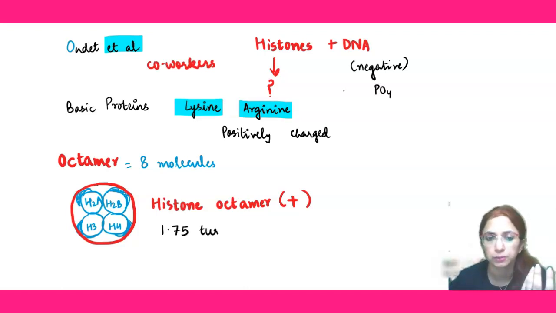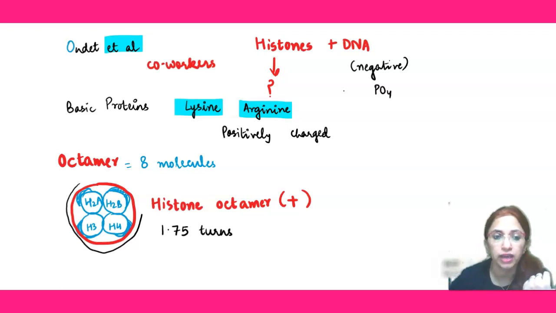1.75 turns. So DNA takes 1.75 turns on the histone octamer. So as it is getting wound, as it is getting wrapped, that means compaction is happening. Compaction is happening and folding is happening, right? So that's what we are doing. So this DNA will be wrapped around the histone octamer.